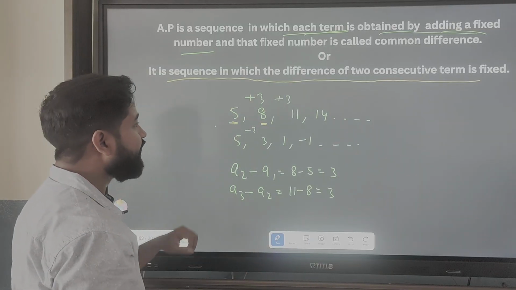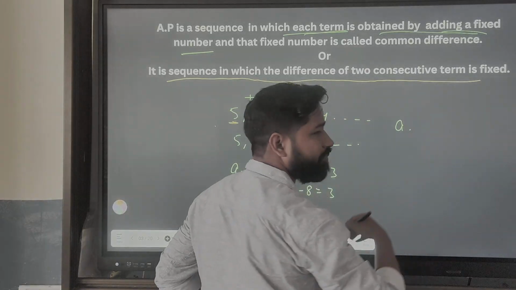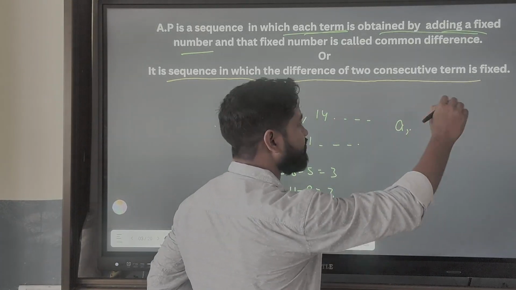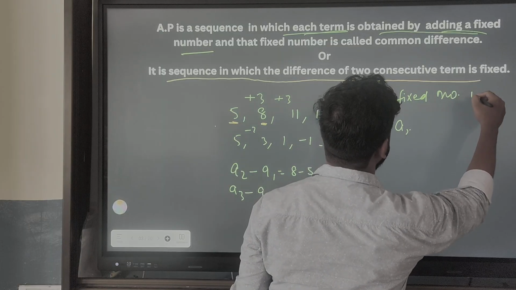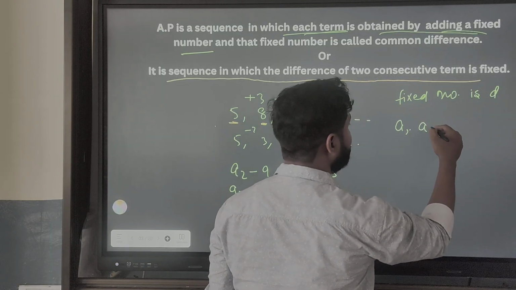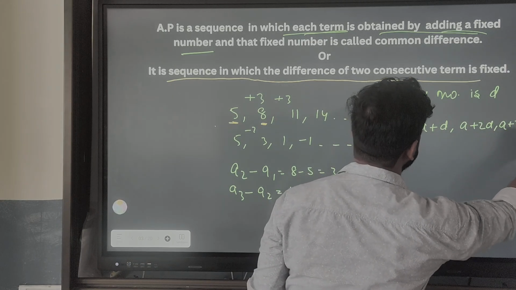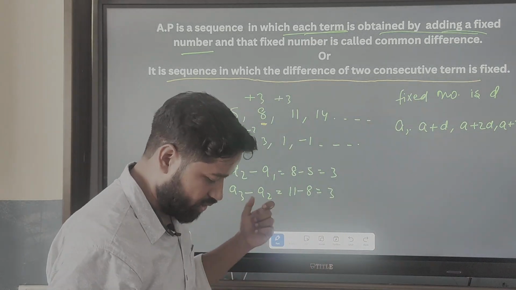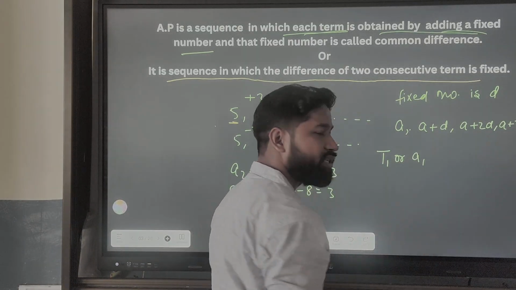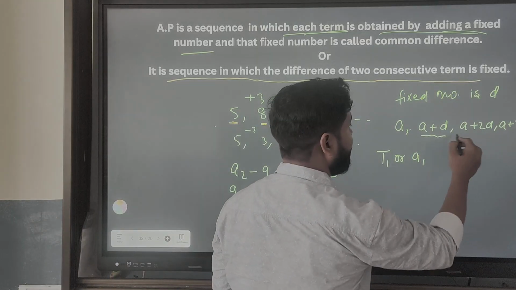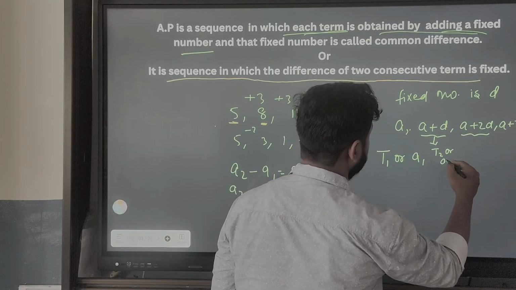If I ask you in AP, instead of taking numbers, let's go with variables. The first term is A. What we are doing is adding a fixed number. Let's say that fixed number is D. So what will be the next number? A plus D. In the same manner, A plus 2D. The first term is represented by T1 or A1. Both are the same. Similarly, this is the second term, this is the third term. The second term is denoted by T2 or A2.